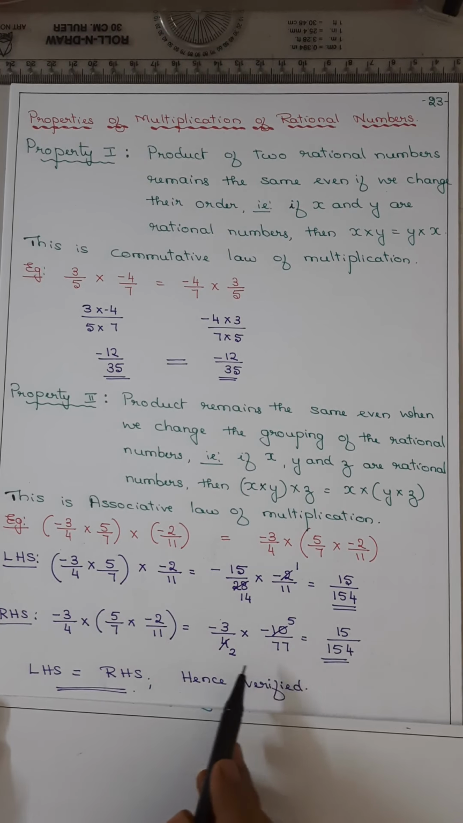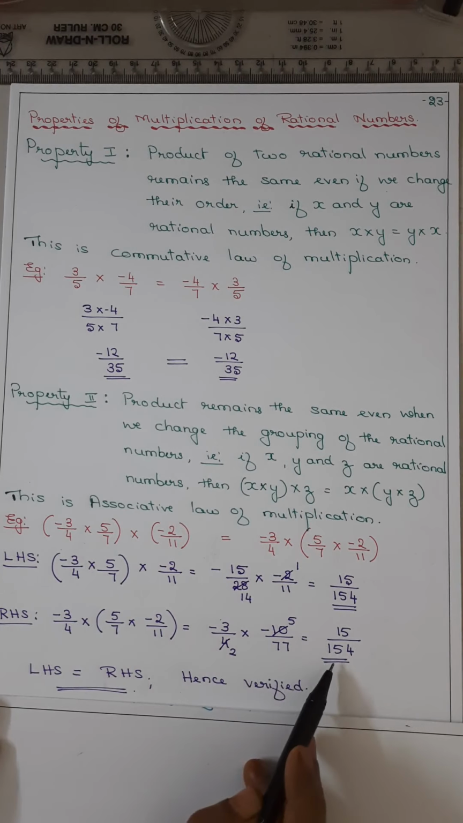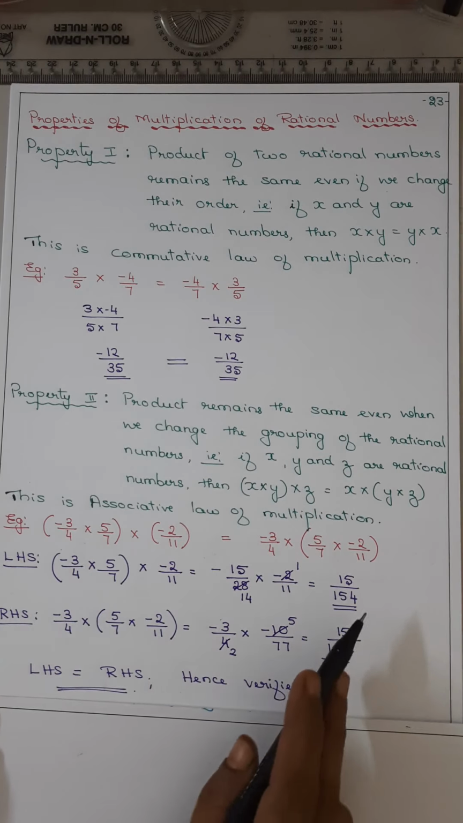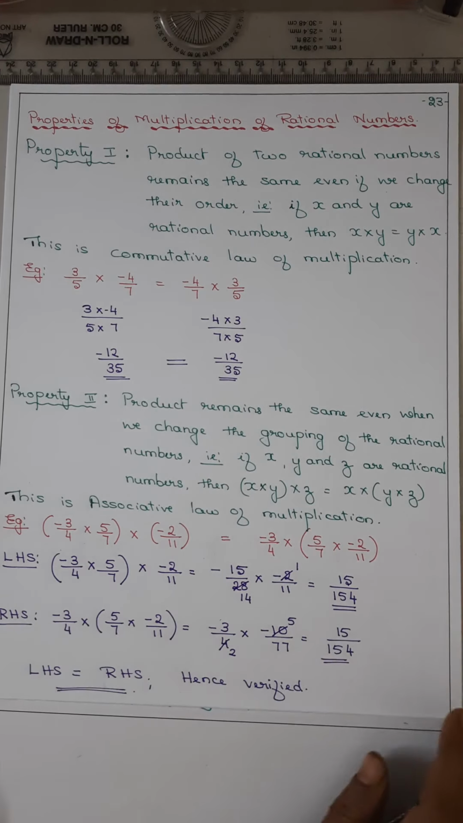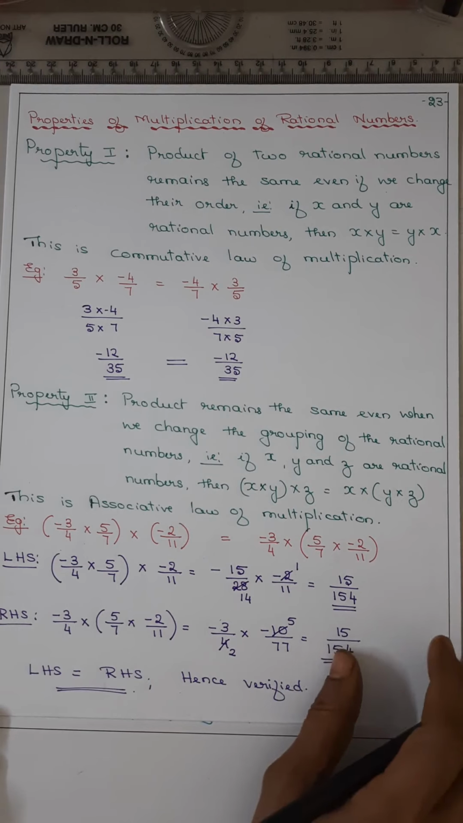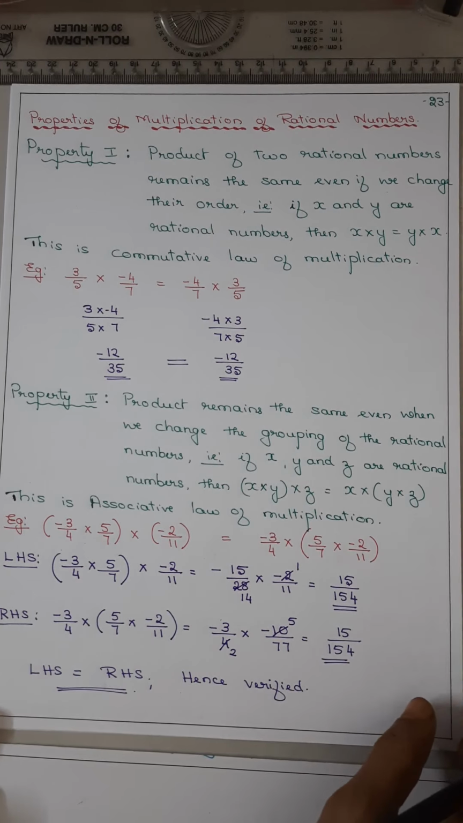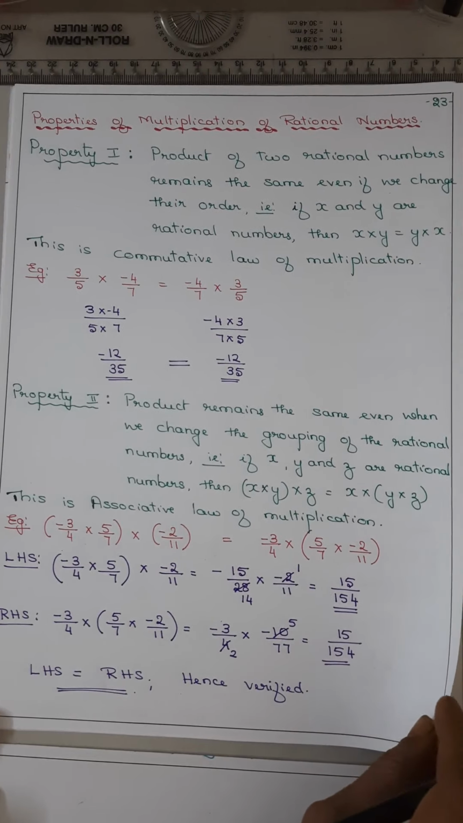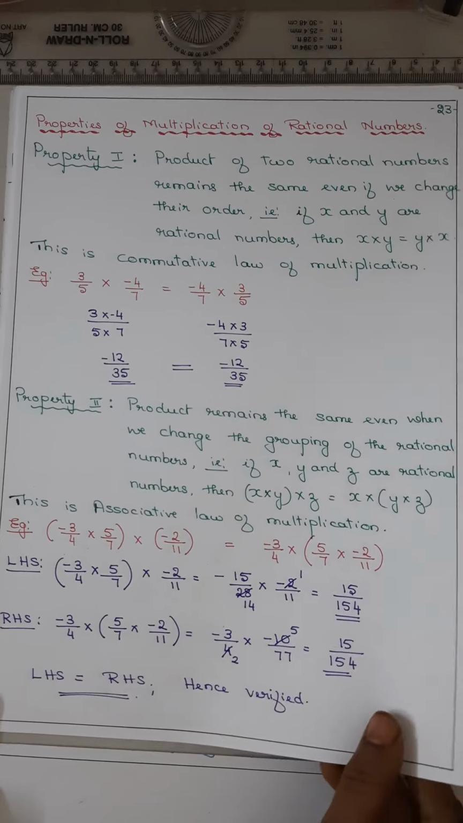2 7s are 14. 2 7s are 14 plus 1, 15. So you got the same numbers. LHS is equal to RHS, hence verified. So both the commutative as well as the associative property hold good for the multiplication of rational numbers.